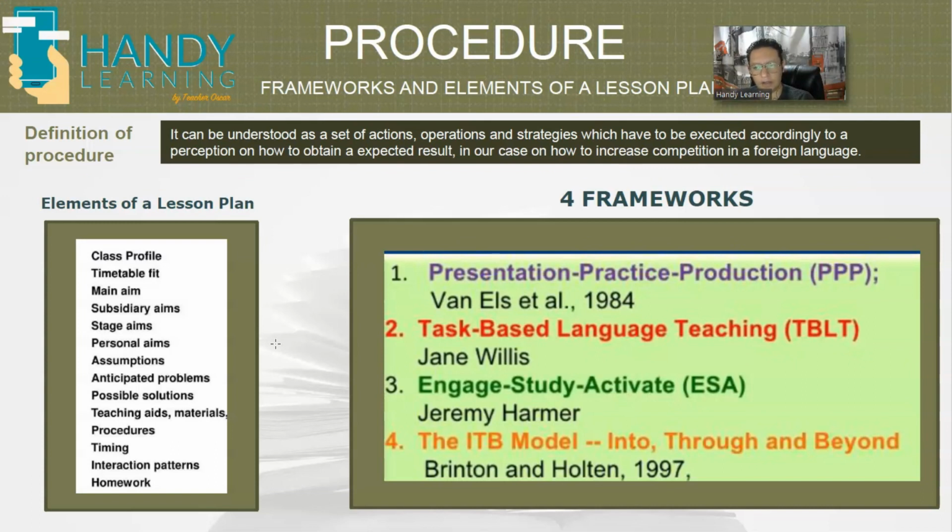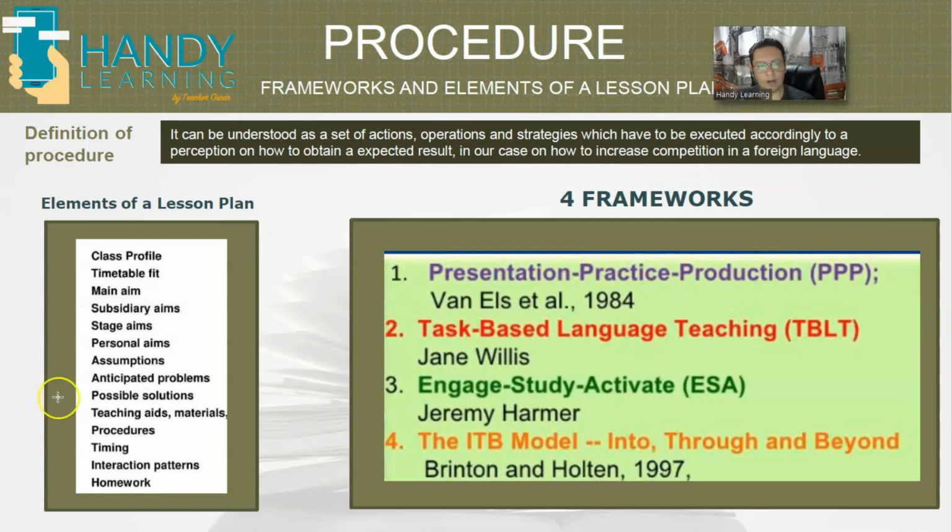Then we need to include our teaching aids and materials. We're going to develop the procedures. We're going to narrate and describe the procedures we're going to follow, establish timing for every single step of our lesson. We need to say the interaction patterns, and finally, the homework. Those are the elements of a lesson plan.